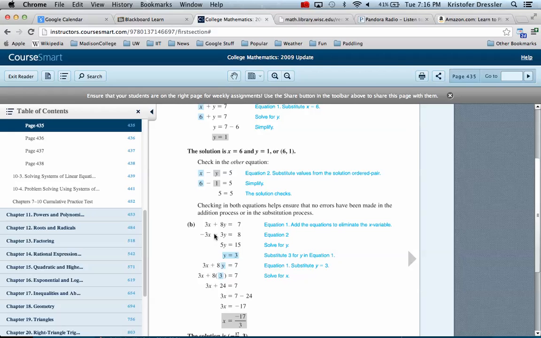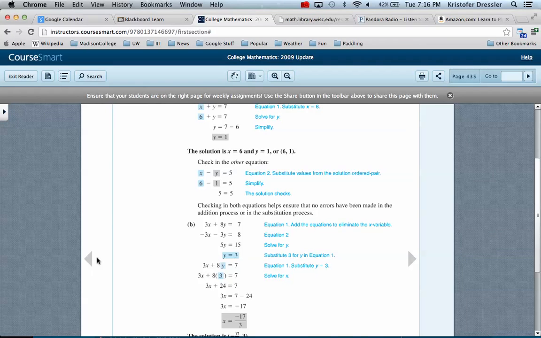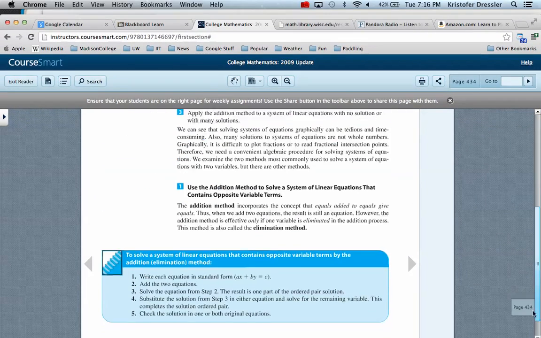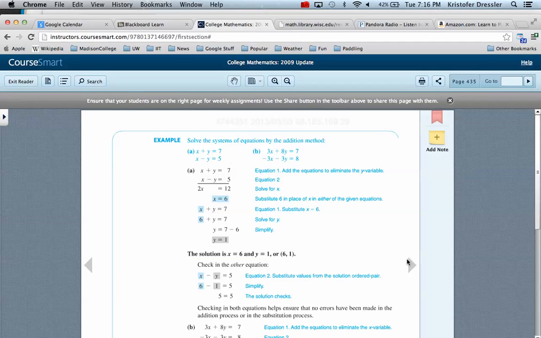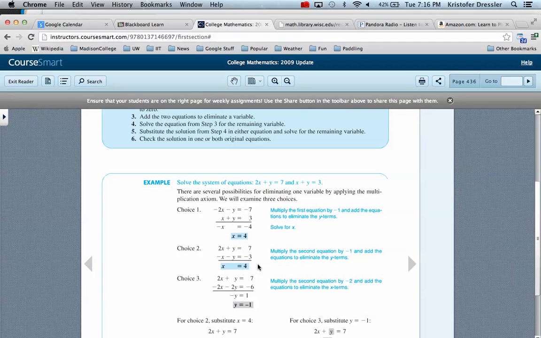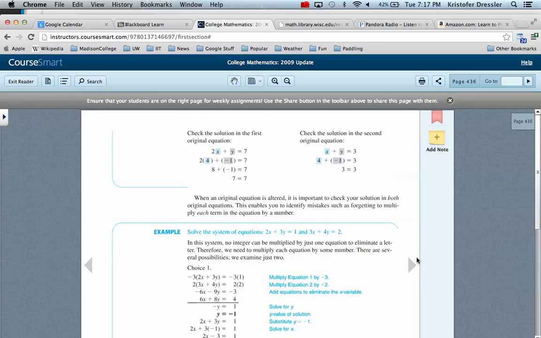This one's a little trickier here. What the heck is this? 3x plus 8y equals. Where'd that come from? Was that a different example? Where the heck did this come from? Oh, here we go. No, that one's too easy. Let's do a better one. You guys are too good for that. That's child's play. Should I see 2x plus y equals 7 and x plus y equals 3? I think we can still do better than that. Well, let's find out.